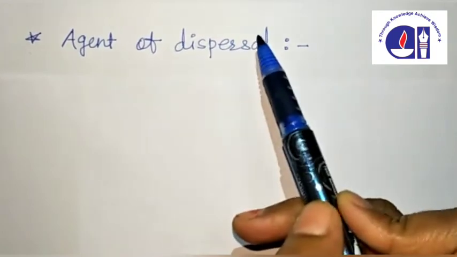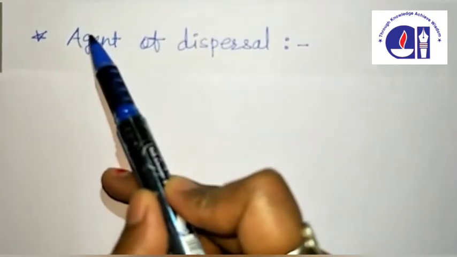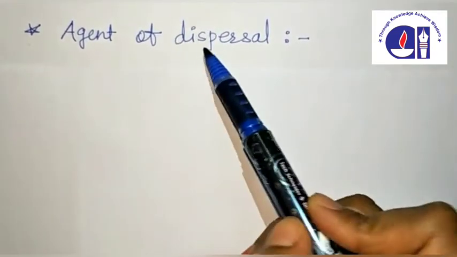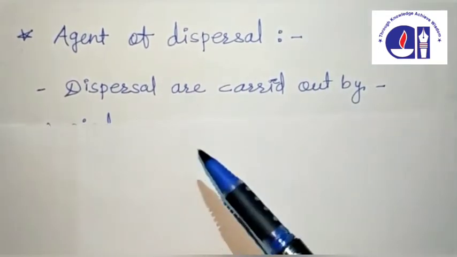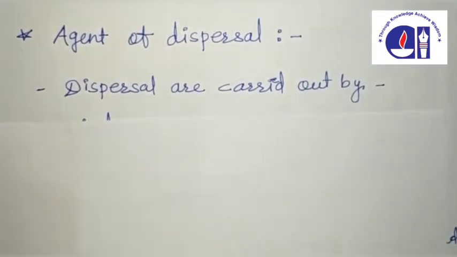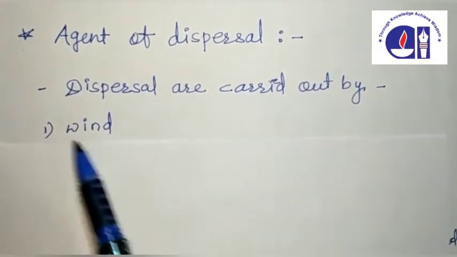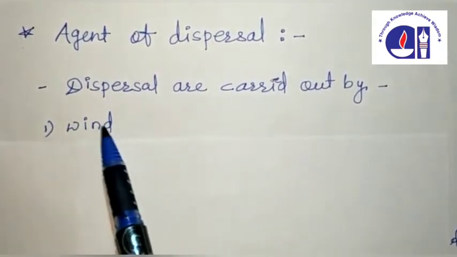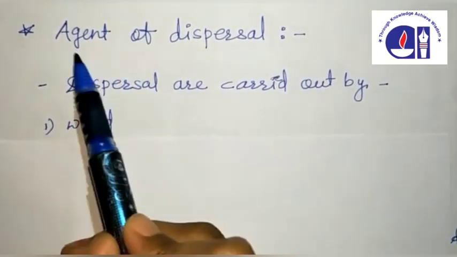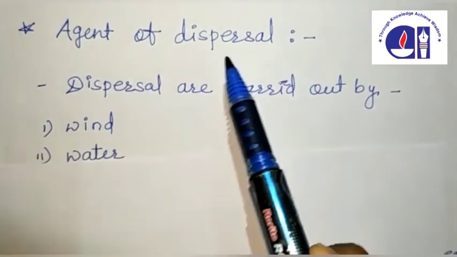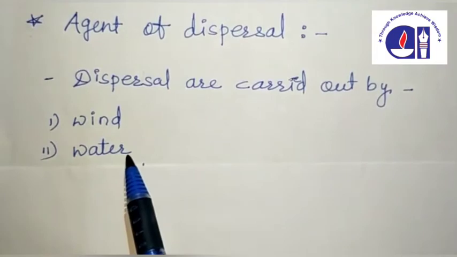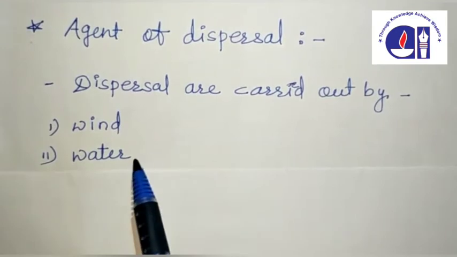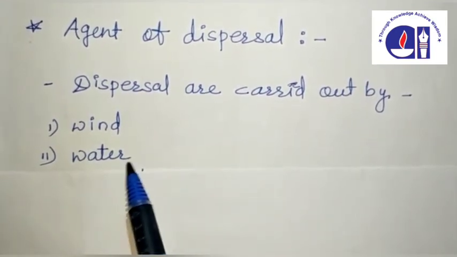And for this dispersal, some agents are there, through which dispersal takes place. So which are those agents? We will see here. See, students, dispersal is carried out by the following agents. The first one is the wind. The dispersal of a seed can be carried out by the wind, so wind is an agent of dispersal. The second agent is water. Water is also an agent of dispersal, as a seed can be dispersed along with the water.